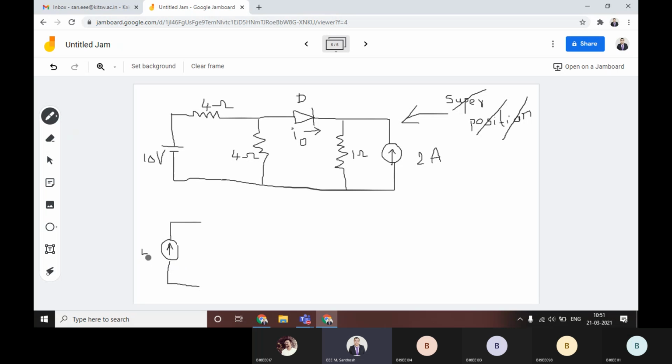This is actually you are getting like 2.5 amperes, right? 2.5 amperes is the current source. Then you have in parallel with 4 ohm resistor. This resistor we have to draw in parallel, right? But there is another 4 ohm resistor. Okay, another 4 ohm resistor is there.